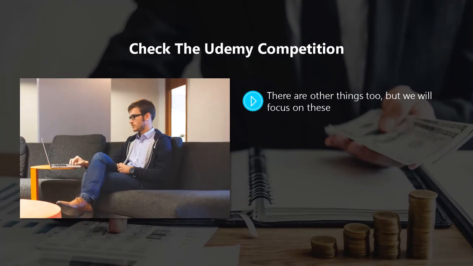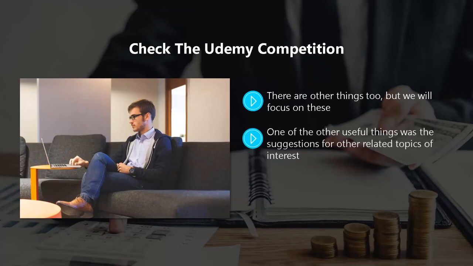Simply by entering the term SEO, Udemy Insights revealed that the student demand was high and that there was already a large number of courses. It also provided details on the median monthly revenue and the top monthly revenue. One of the other useful things was suggestions for other related topics of interest.